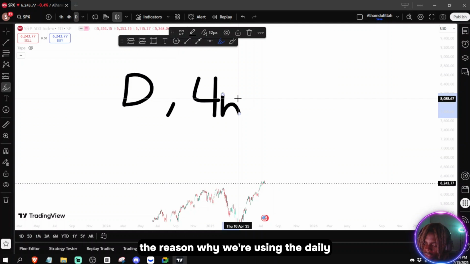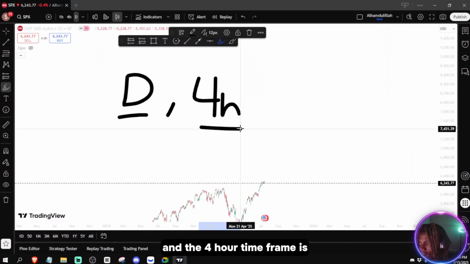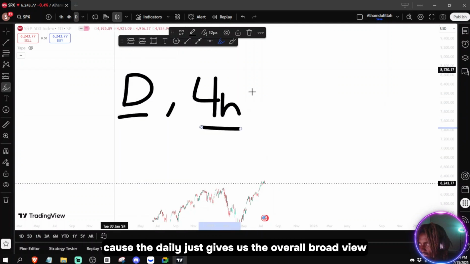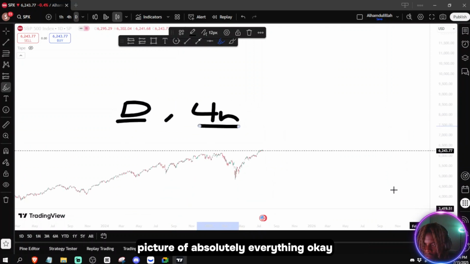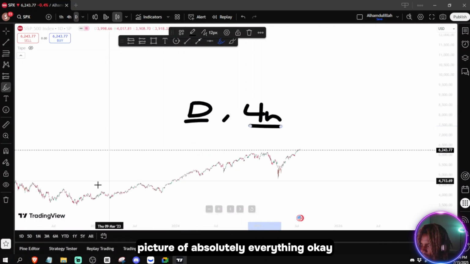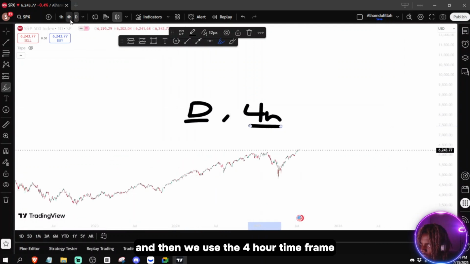The reason why we're using the daily and the 4-hour time frame is because the daily just gives us the overall broad view picture of absolutely everything. And then we use the 4-hour time frame.